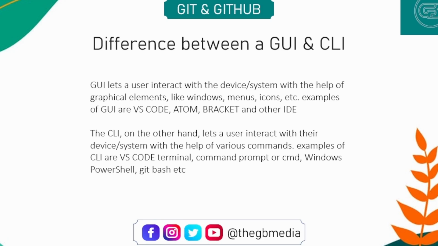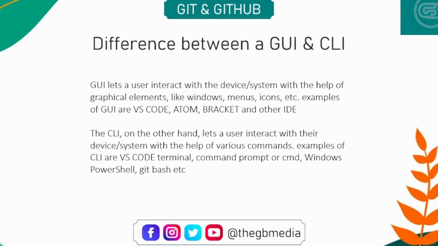On the other hand, CLI means command line interface. The CLI lets a user interact with their device or system with the help of various commands. Examples of CLIs are the VS Code Terminal. I also have the command prompt or CMD. There's also Windows PowerShell. There's also Git Bash. And there are some other ones, I think Commander as well, that can be installed or downloaded. While a GUI lets us interact by using graphics.